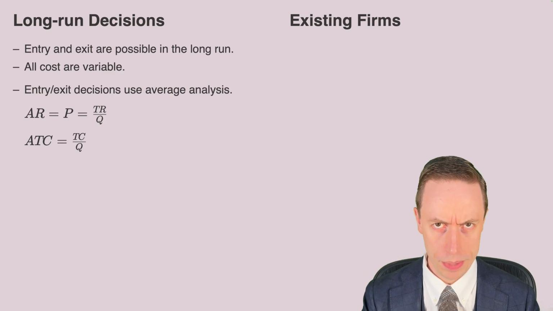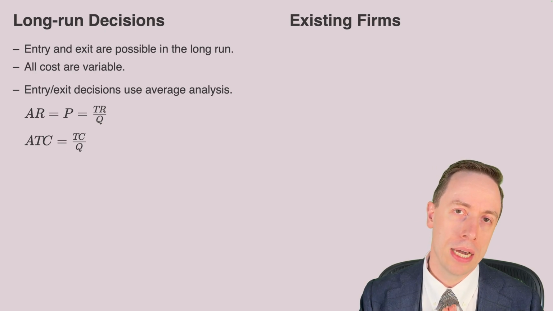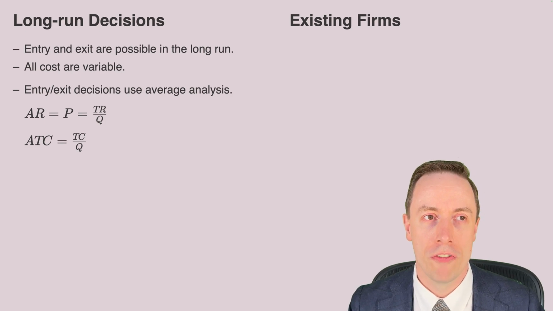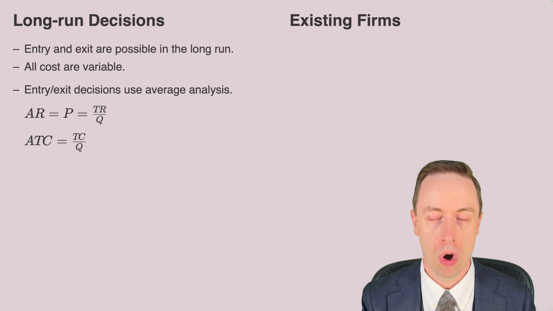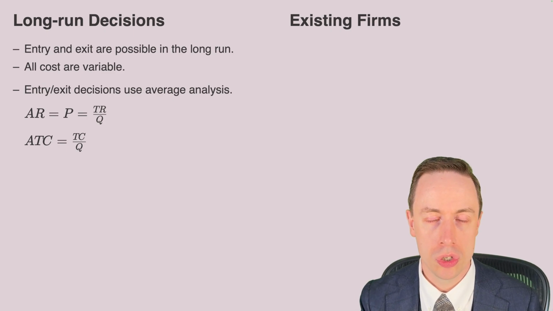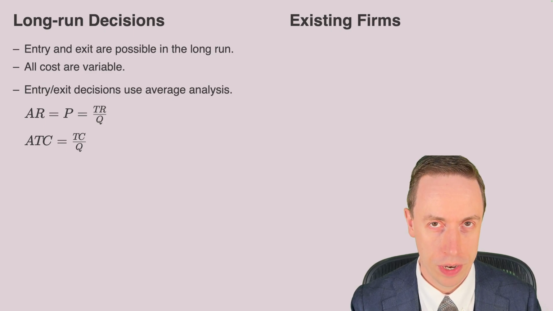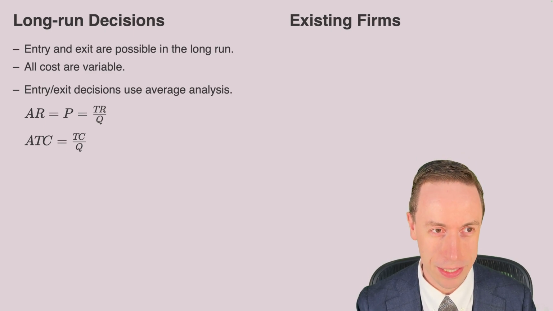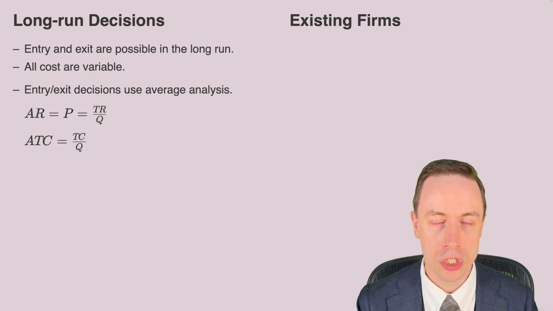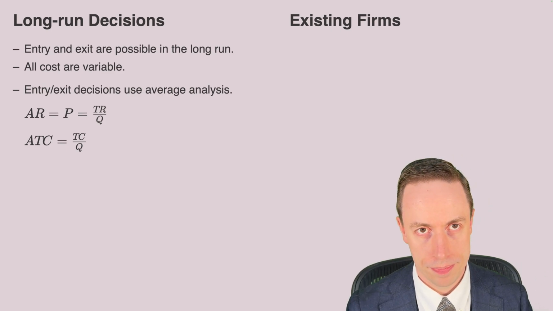So what do we mean here in economics when we say long run? It means there exists a time frame where a business is no longer fixed in some way. All the costs that it has can be changed. If you want to get out of business, you can. And also, if other firms want to get into this business, they can also come in. For these long-run decisions, we will once again be operating using averages.